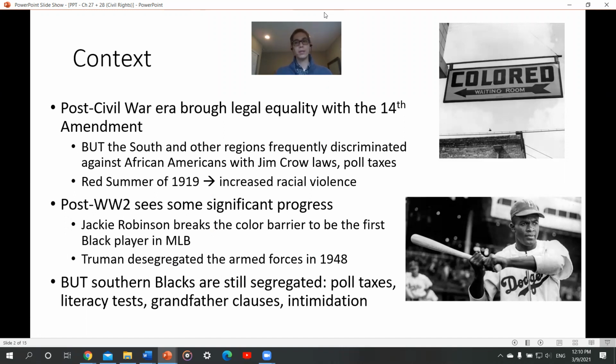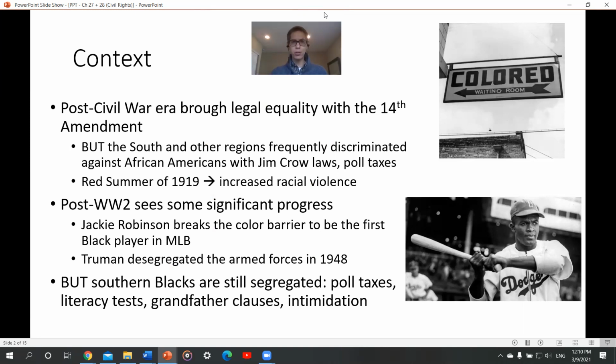But even though the 14th Amendment technically brought legal equality, there were so many loopholes, and the southern states especially, but northern and western states as well, found all sorts of ways to skirt around the legal protections of the 14th Amendment. We've looked at Jim Crow laws, segregation, poll taxes, grandfather clauses, which says you're only eligible for this if your grandfather was eligible. And if you were a recently freed slave, your grandfather wouldn't have been eligible.